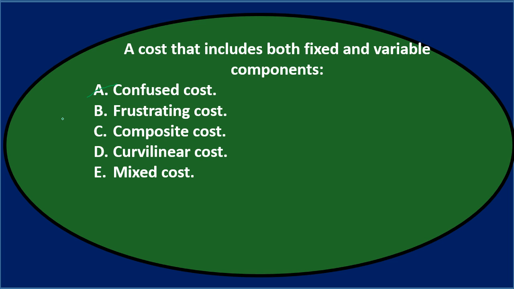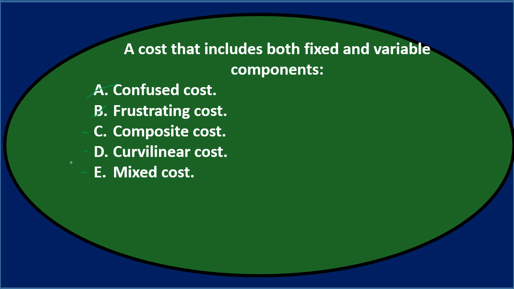B, a frustrating cost. Again, this kind of cost might be a little frustrating to us, but probably not the name of it. I'm going to cross that one out. C, composite cost. That sounds like a term that I've heard before, so maybe I'll keep composite cost. And D says curvilinear cost. That also sounds like a term that I've heard before, and it doesn't sound like a normal type of cost here, so maybe that one. And E says mixed cost. Again, that sounds like a term I've heard before between variable and fixed. So these three I've heard at least before, so I'll keep C, D, and E, and go through it another time.